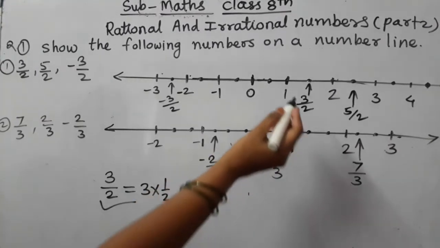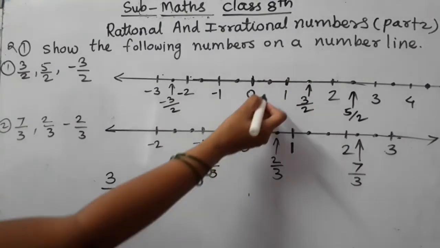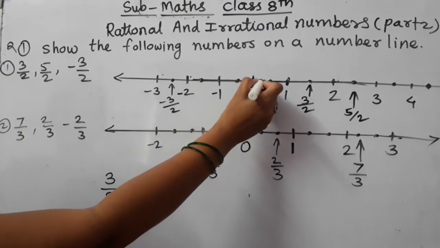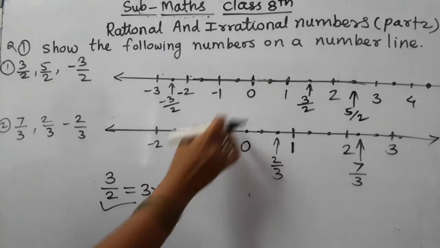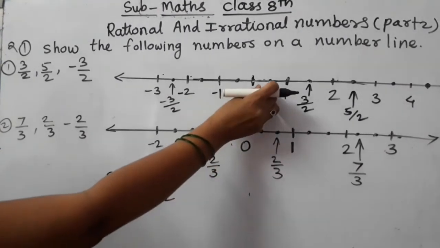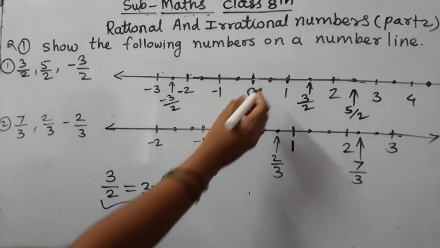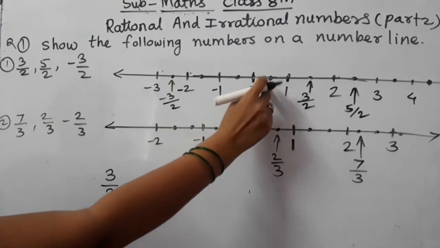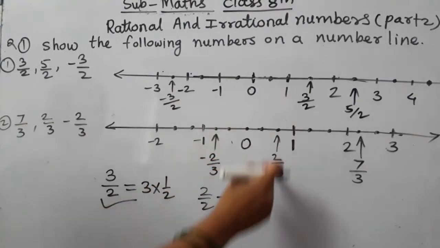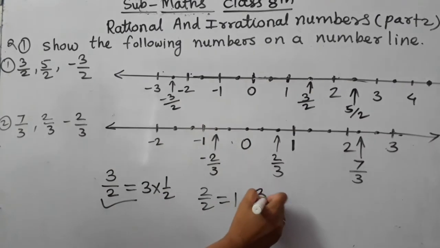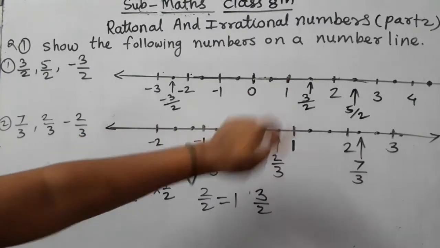So, see here, 1, 2, 3. This number is 3 by 2. If we consider this is the first part and this is the second part, 0 to 1 means 1 by 2, half. So, we have to make each equal part. This is 1 by 2, 2 by 2. 2 by 2 means 1. And the next point is 3 by 2. We have to show this one like this.